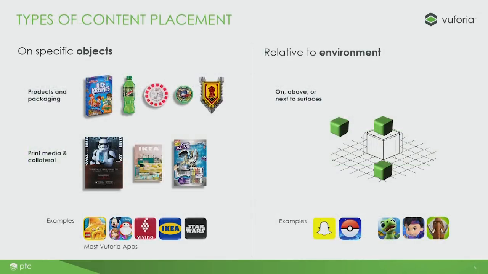So when we think about augmented reality, we think about putting content on two different types of places. We think about putting content onto objects, and we think about putting content onto environments.